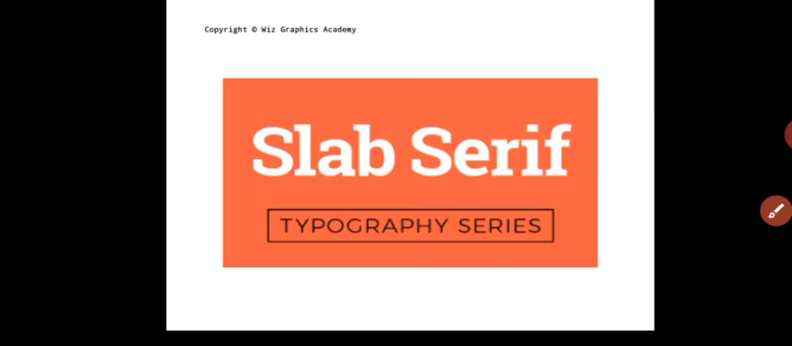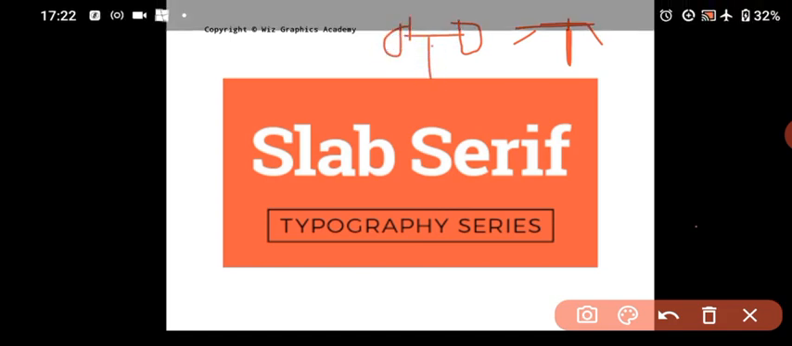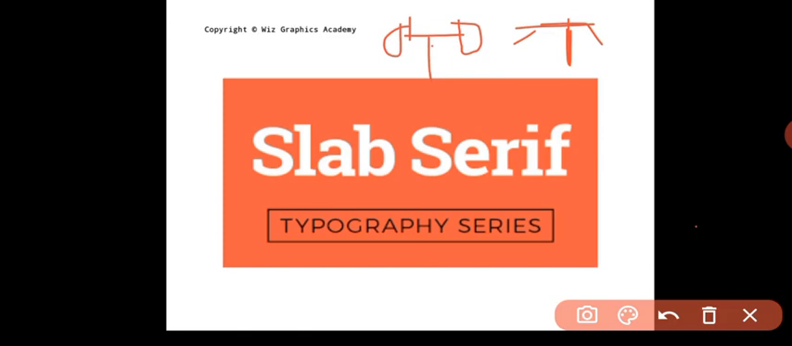Now this is a slab serif font. If this is a serif font, the T is going to be something like this. It will have an extra width. But if this is a slab serif, you're going to have something like this. Don't worry, you're going to see some examples, but this is how a slab serif looks. It has that kind of thick, extra width that's flat.